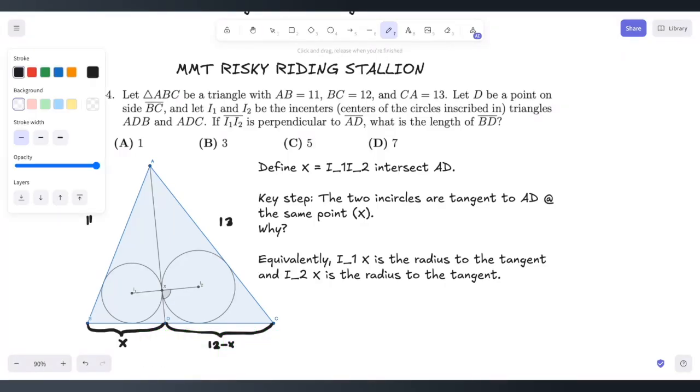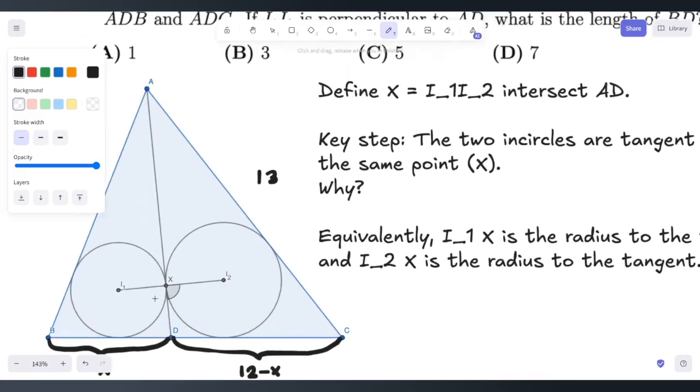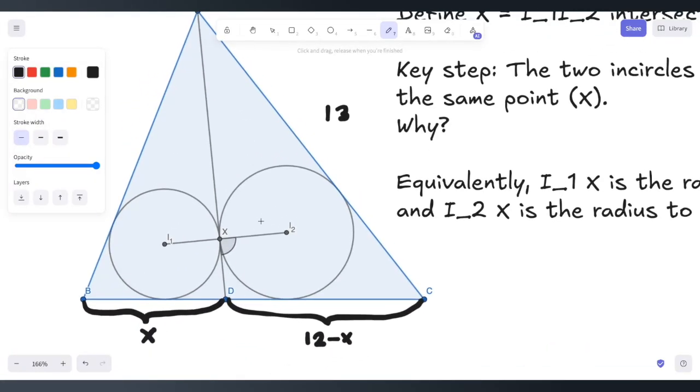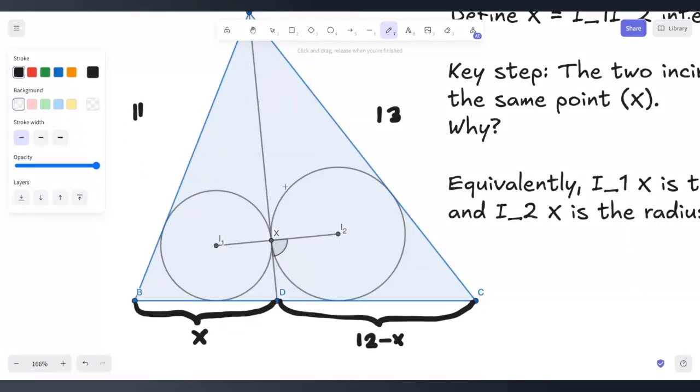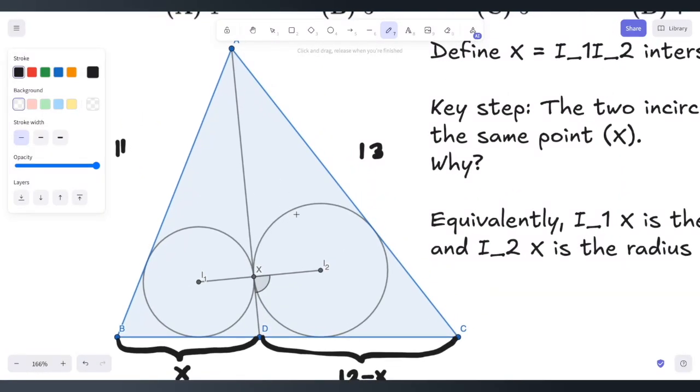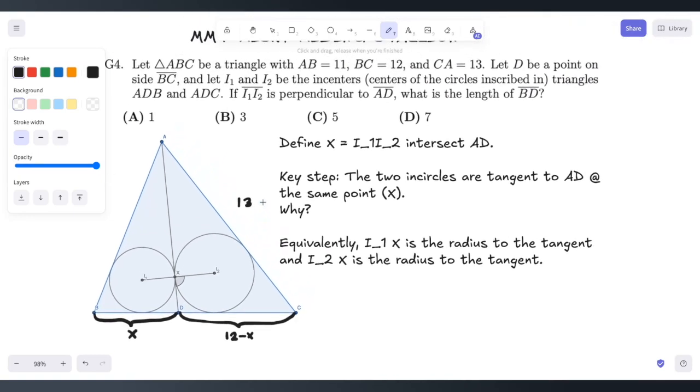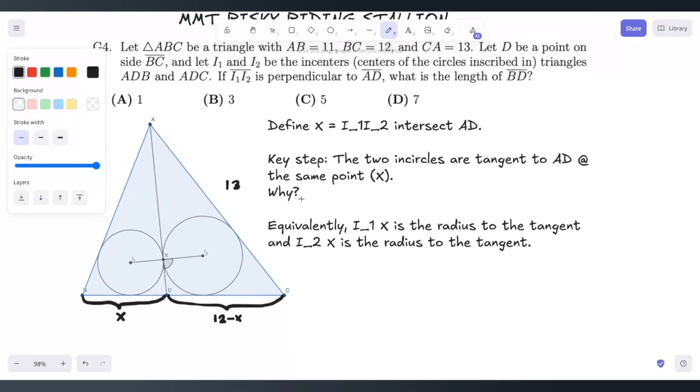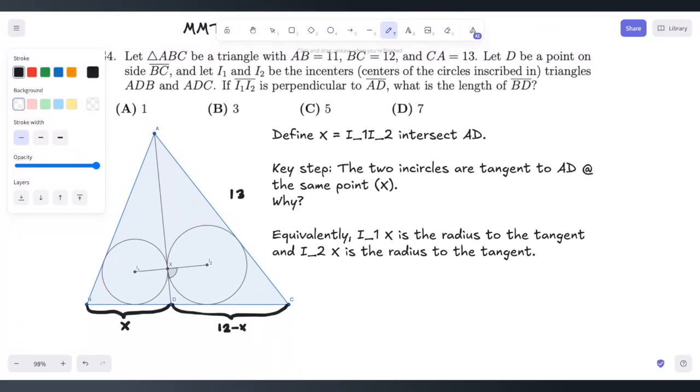So first of all, we're defining the point X right over here as the intersection point of this segment with AD, and we notice that the two incircles appear to be tangent to the triangle at the same point, X. Now, why is this? Well, we can simplify the statement by rephrasing it a little bit. We can prove that I1X is the radius to the tangency point, and I2X is also the radius to the tangency point on AD with each of the two circles.